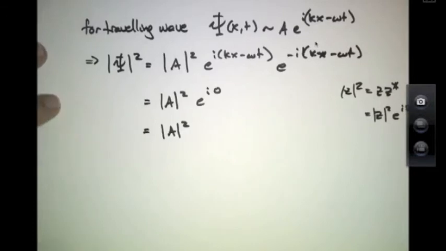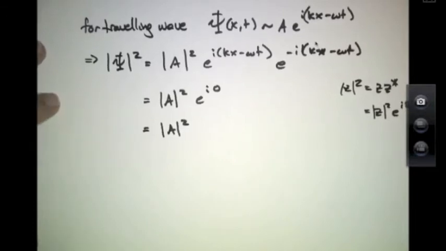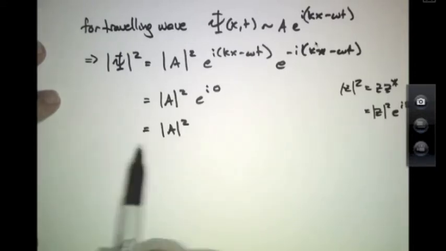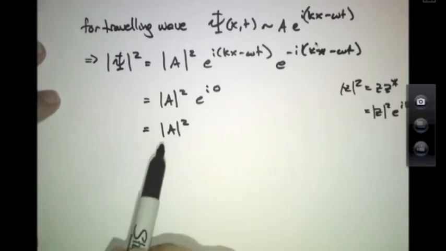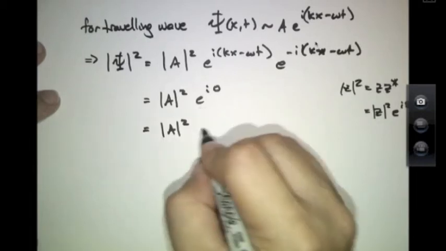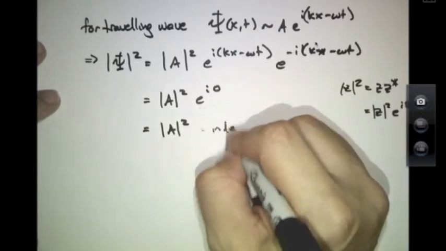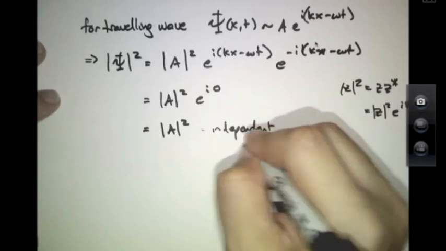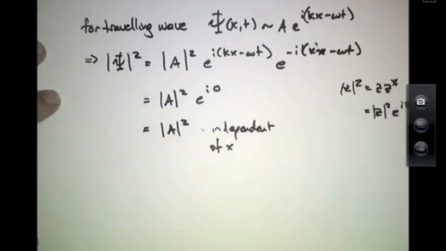Well, for a traveling wave, it has a somewhat pleasing outcome that the amplitude squared, or probability, would be just a constant independent of x. Because in the case of a traveling uniform beam, I would think I'd have a uniform probability of finding it anywhere along the x-axis.